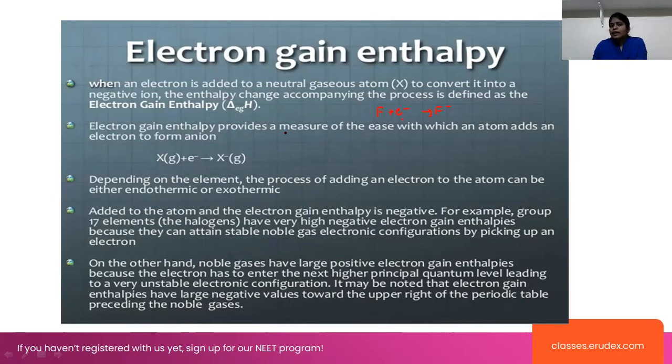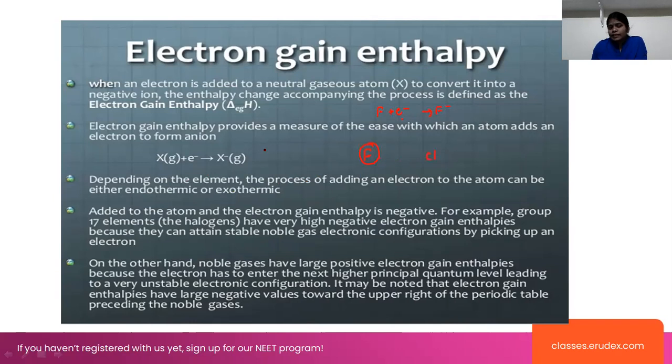In this case, electron gain enthalpy will be decreasing, but due to the small size of fluorine there is a huge repulsion between the inner shell electrons and the incoming electrons. So electron gain enthalpy will be less here. Based on this, electron gain enthalpy is generally more for chlorine than for fluorine, bromine, and iodine.